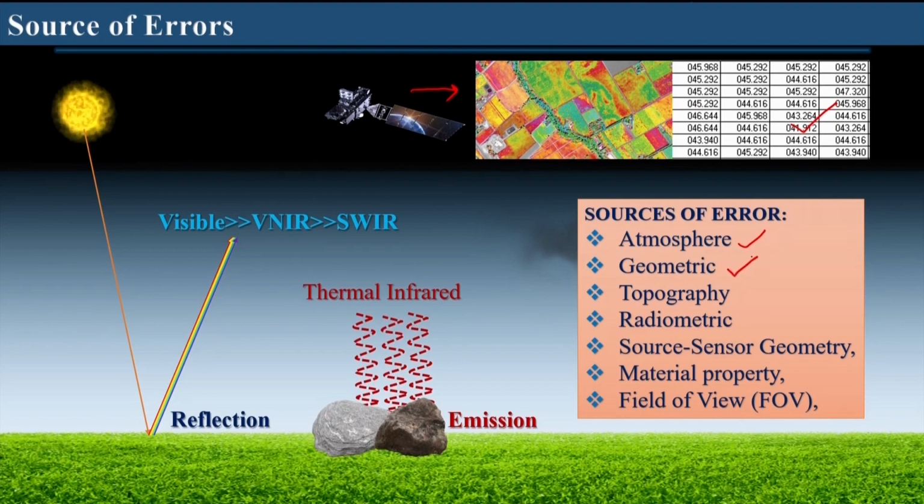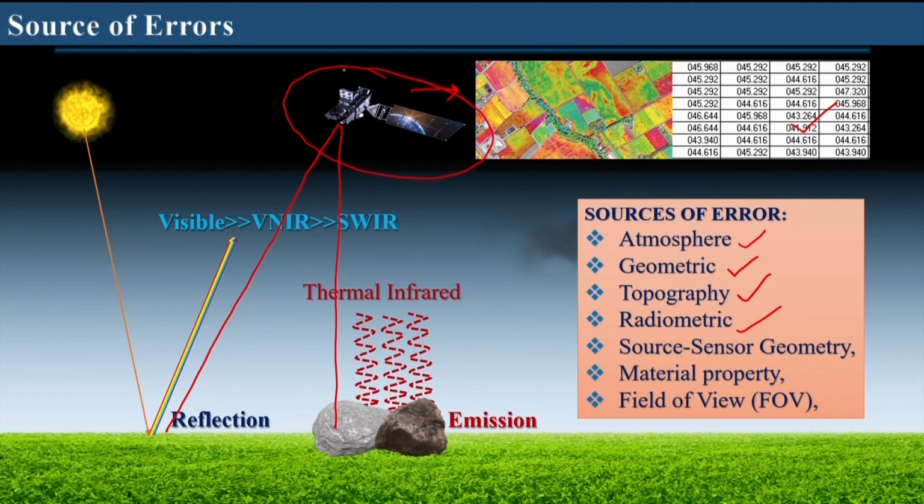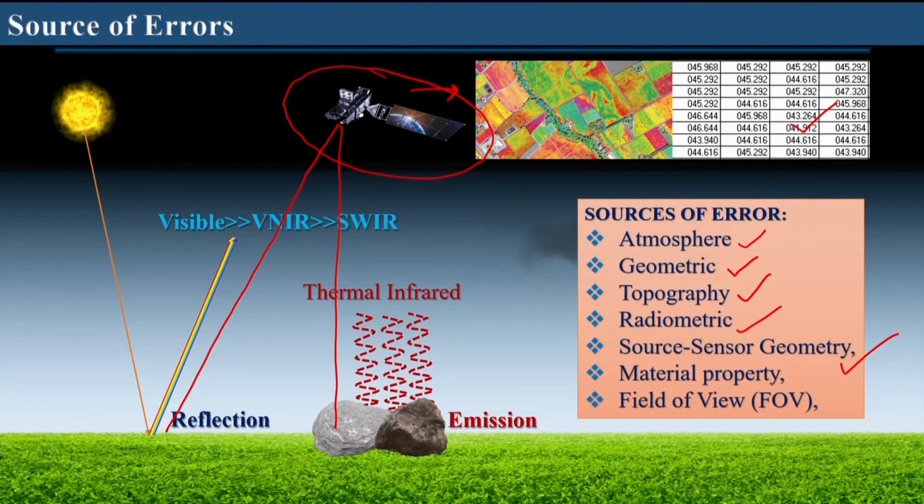Then geometric error, then topography. If it is a hilly area, what will happen? Then radiometric errors. In radiometric errors, that explains the error related to the instrument, like if the instrument is not calibrated, suppose if it is delayed by 5 seconds, or if any of the detectors from that array is not working temporarily, then what will happen? Then source sensor geometry, material property, and the field of view.